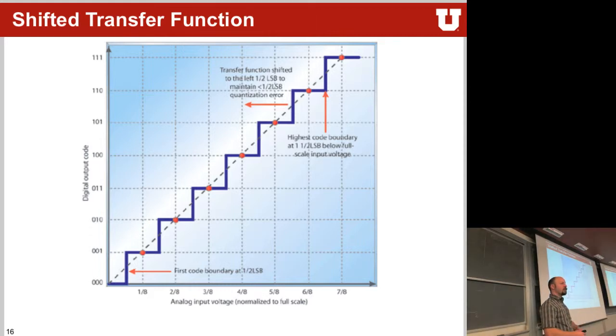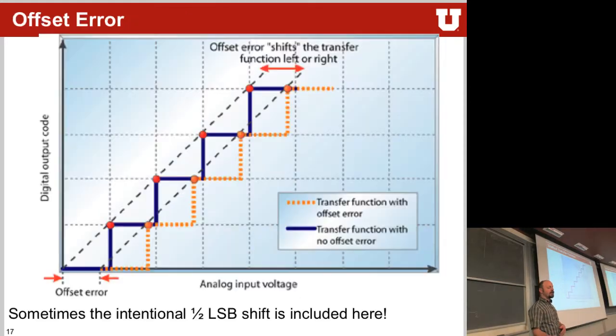So if you go and read a data sheet of an ADC, what you can find is what's called an offset error definition. Oftentimes, this offset tells you how inaccurate or how far away of this optimal case you are. And you have to be careful, because sometimes they include the 1/2 LSB shift in this offset error. Sometimes they don't. So you have to read a little bit of what's going on in this particular data sheet.